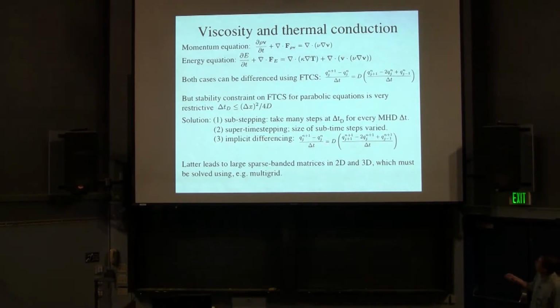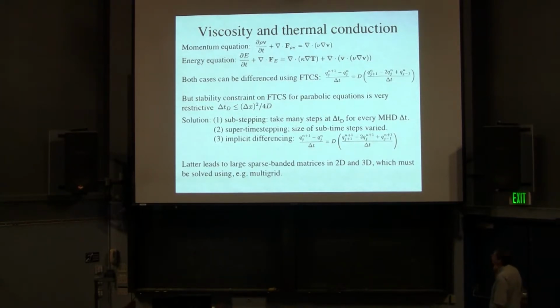So the only ways around this are the following. You can use sub-time stepping. That is, you take a bunch of small time steps at the diffusion time step limit for every single MHD time step that you take. That works for a few sub-time steps. You don't want to take 1,000 sub-steps. That doesn't make any sense. But if you're only taking of order 10, that's a simple, straightforward way to go.